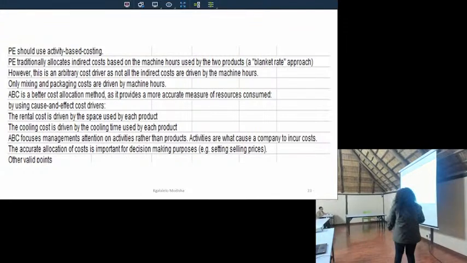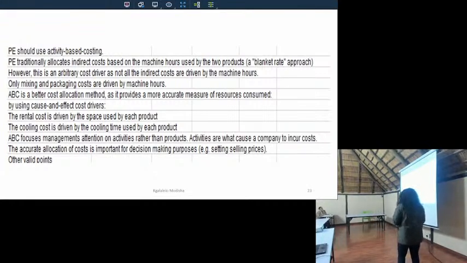So they told you that they should use activity-based costing. They traditionally allocated indirect costs based on the machine hours used by the two products, which is true, right? It's like that blanket rate approach that we discussed, right? They just use one thing. However, this is an arbitrary cost driver, as not all indirect costs are driven by the machine hours, as we discussed, right? Because it was the cooling time. They told you that only mixing and packaging costs are driven by machine hours.